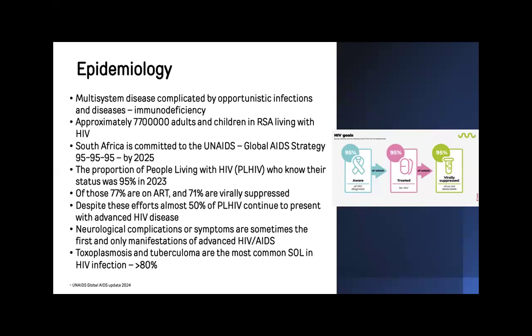The prevalence of HIV, according to the data released by UNAIDS as of 2023, is 17.1%. The proportion of people living with HIV who know their status is currently 95%, on track with the 2025 target. Of those, 77% are on antiretroviral therapy and 71% are virally suppressed. Despite these efforts, almost 50% of people living with HIV continue to present with advanced disease. Upon presentation, often neurological complications or symptoms are sometimes the first and early manifestations of advanced disease. The most common space-occupying lesions seen in HIV are toxoplasmosis and CNS tuberculomas.